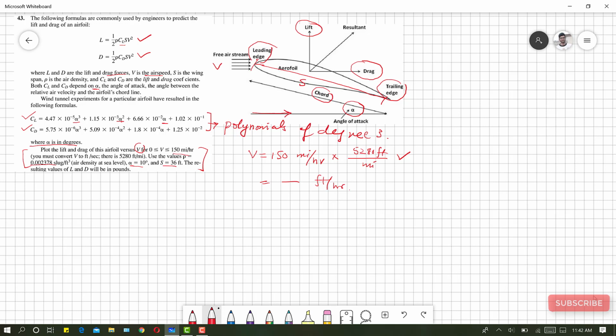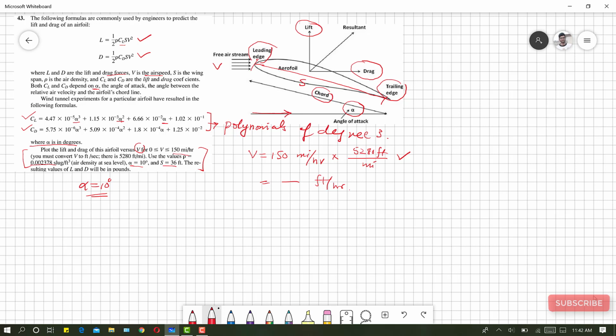So this is the problem. And so now what we will do is that first in this problem we will find, okay, the alpha is 10 degree. It is said to use alpha 10 degree. So now as we see that CL and CD are two polynomials, so what we will do, we will define two polynomials.